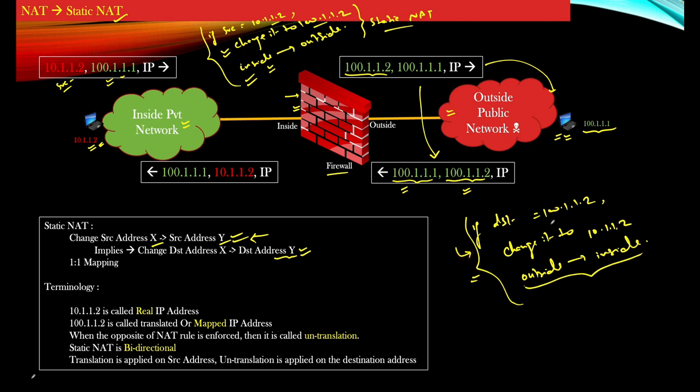And this rule says that if the destination address of the packet is 100.112, change it to 10.112. Right? So you can see that this is the resultant packet which is obtained when this particular packet crosses the firewall boundary from the outside interface to the inside interface. Alright, and then you can see that the destination IP address in this packet is 10.112 and the source IP address in this packet is 100.111, which is exactly opposite of the packet that was originally generated by this source machine.